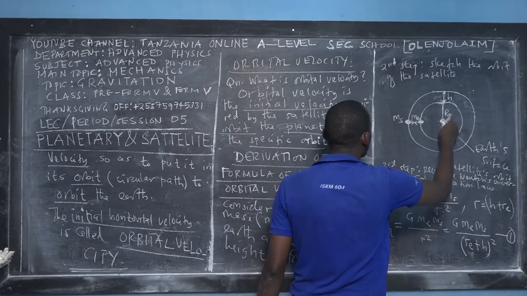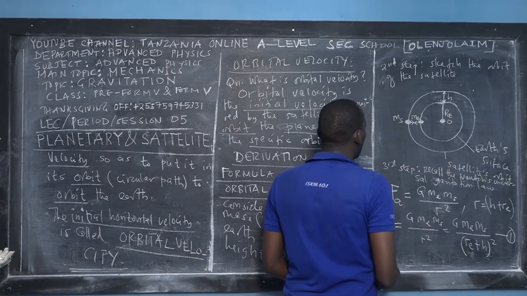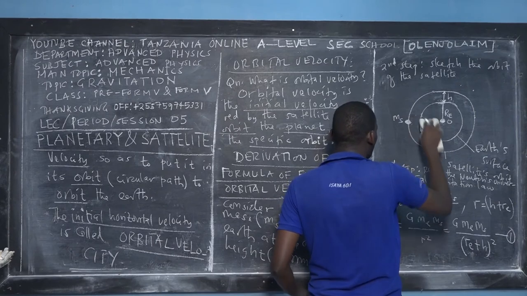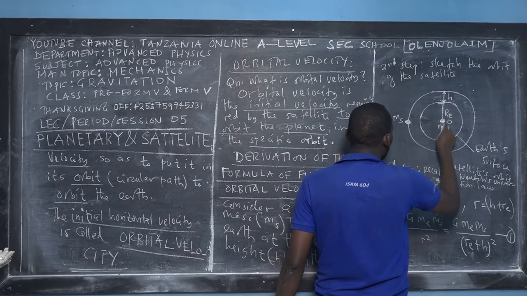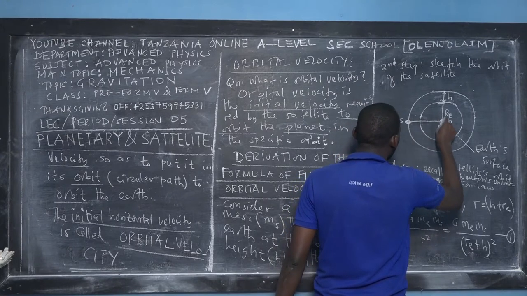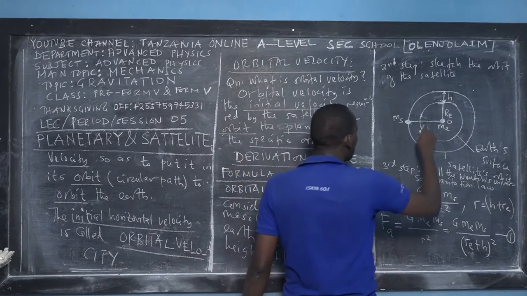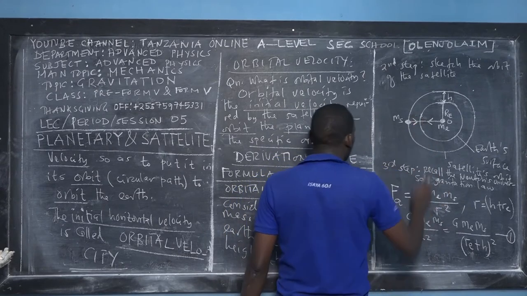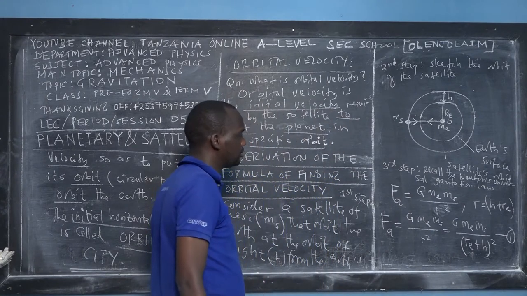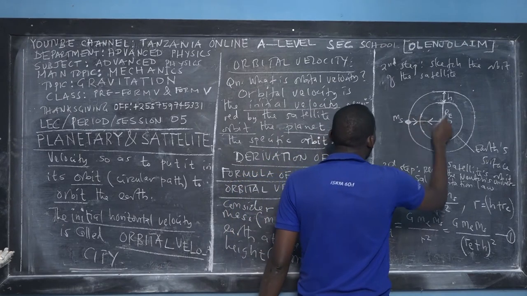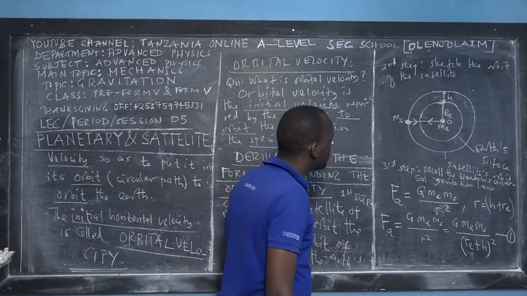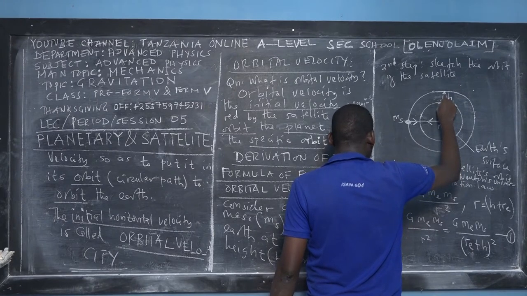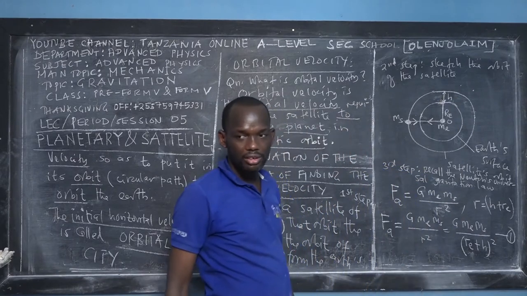Why do we consider this? Because of the distance from the center of the Earth. This is the mass of the Earth now. Here we have the Earth, and here the satellite. The satellite is attracting the Earth, and the Earth is attracting the satellite. So the distance between these two bodies is the radius of the Earth, from here to here, plus the height where we place the satellite, from the Earth's surface to here. So that's the first equation.